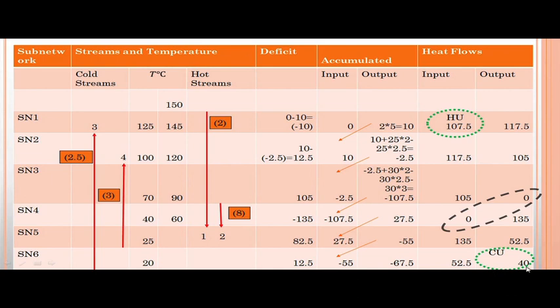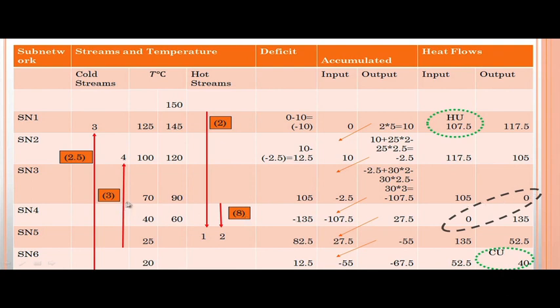Similarly, here we can see from the lowest subnetwork this 40 is going out. So, 40 is going out to what? This is the minimum amount of cold utility we have to use. So, this table is very important. This is some of the most important information we are getting, and this is the backbone of the solution. We get from here the minimum amount of hot utility needed, the minimum amount of cold utility needed, and where the pinch point will be.